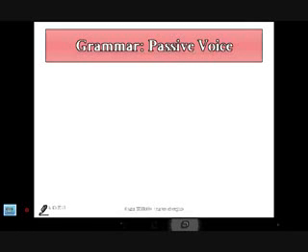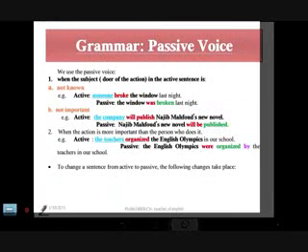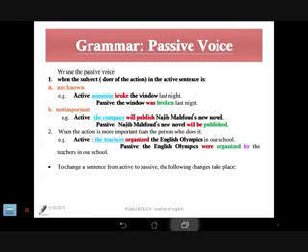Now, when do we use the passive voice? We use the passive voice, 1, when the subject, the doer of the action, in the active sentence is not known. Example: someone broke the window last night. Someone is the subject, broke is the verb in the past tense, past simple, the window is the object.